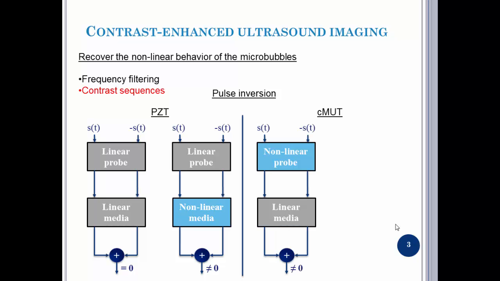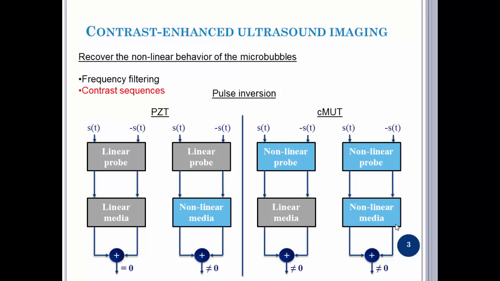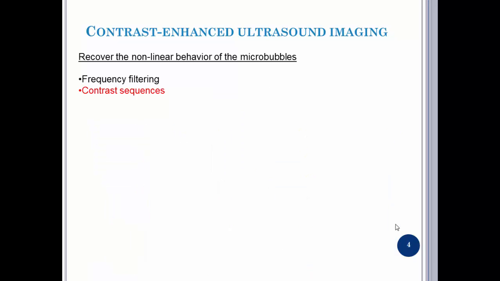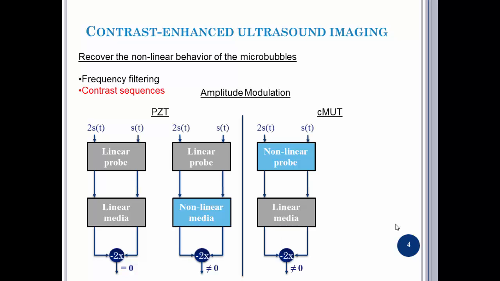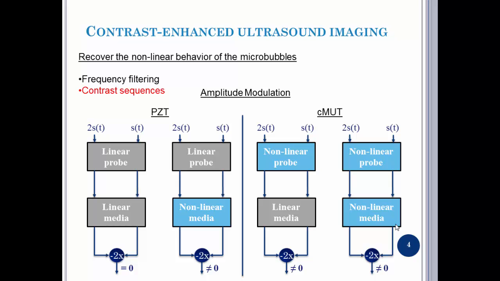If you apply this with a Cmut probe, with this nonlinearity and the square dependence of the electrostatic force, you have something different from 0, even for a linear medium. So you can't discriminate between bubble and tissue. Very quickly, we can do exactly the same with amplitude modulation, with a signal and twice the signal, doing a simple operation. And with a Cmut, a nonlinear probe, you cannot discriminate the two media.